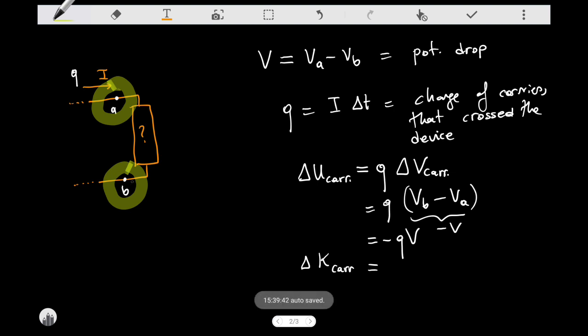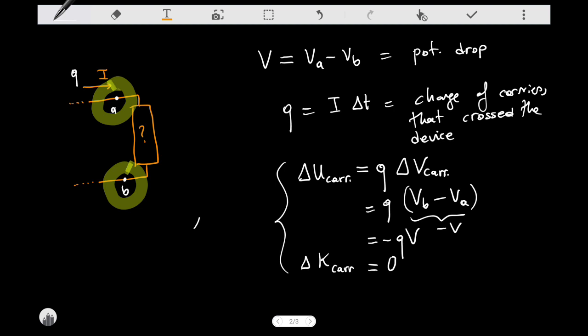The charge carriers are moving inside the copper, and they have certain typical velocities. If that's the case, then I would expect that the kinetic energy of the charge carriers does not change. So the change in the kinetic energy of the carriers is equal to 0. That means this change in the potential energy is the change in the mechanical energy of the charge carriers.